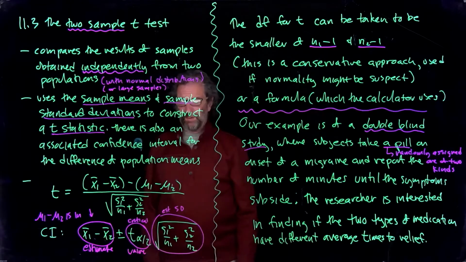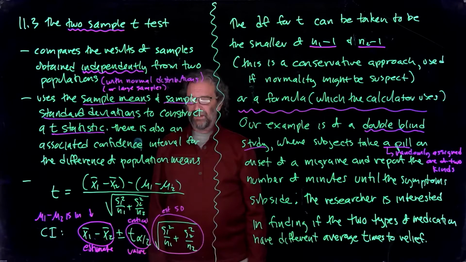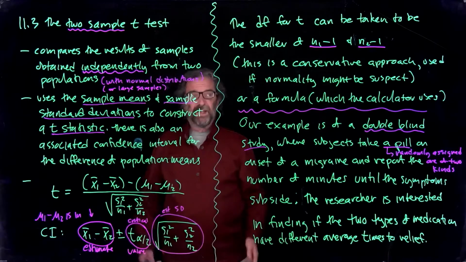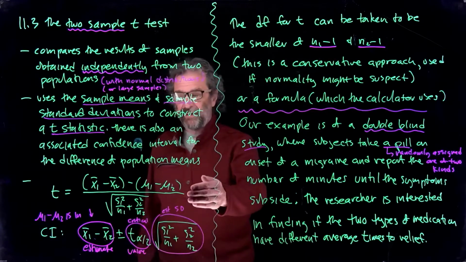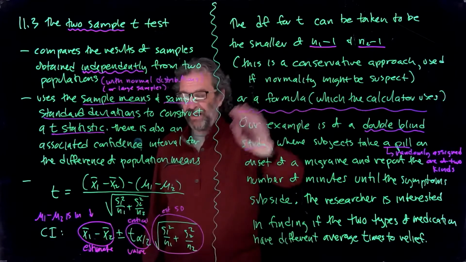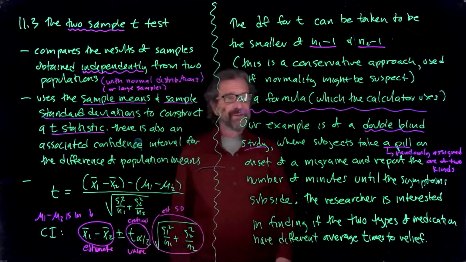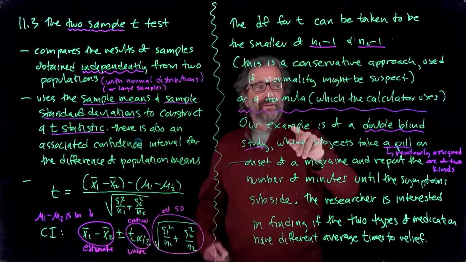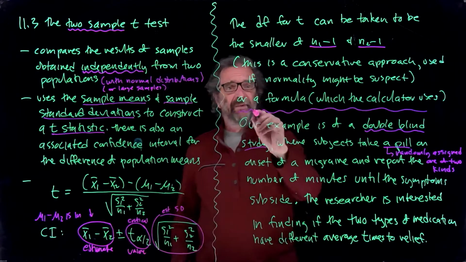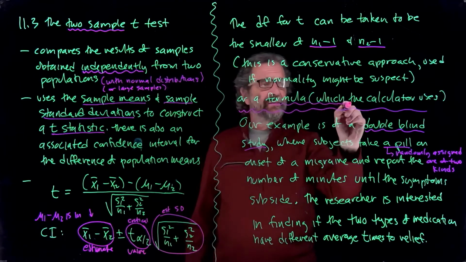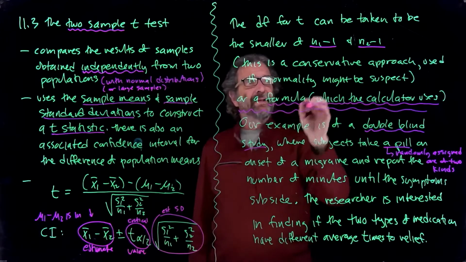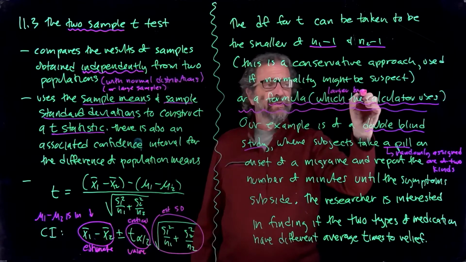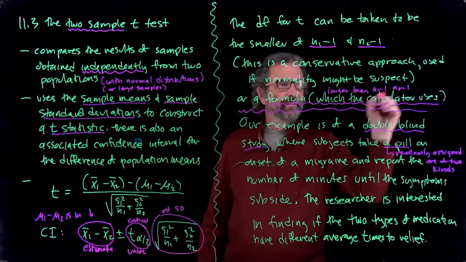Bigger intervals, so it's less likely that you don't capture the true mean. So that's fair, and it's less likely you're going to reject the null hypothesis. If you use that degrees of freedom, t has to be bigger for you to reject the null hypothesis. The real degrees of freedom comes from a formula which your calculator uses. So there's a formula your calculator uses which tends to be larger than the n1 minus 1 or n2 minus 1.